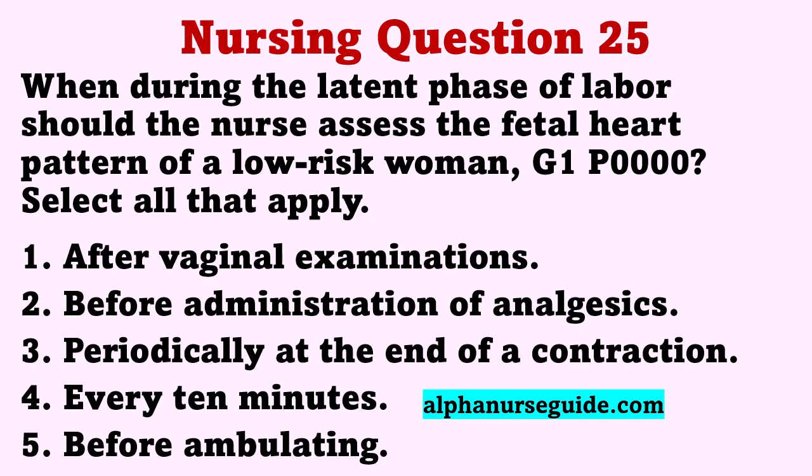The correct answers are 1. After vaginal examinations. 2. Before administration of analgesics. 3. Periodically at the end of a contraction. And 5. Before ambulating. The nurse should assess the fetal heart after all vaginal examinations. The nurse should assess the fetal heart before giving the mother any analgesics. The fetal heart should be assessed periodically at the end of a contraction. The fetal heart pattern should be assessed every hour during the latent phase of a low-risk labor. It is not standard protocol to assess every 10 minutes. The nurse should assess the fetal heart before the woman ambulates.